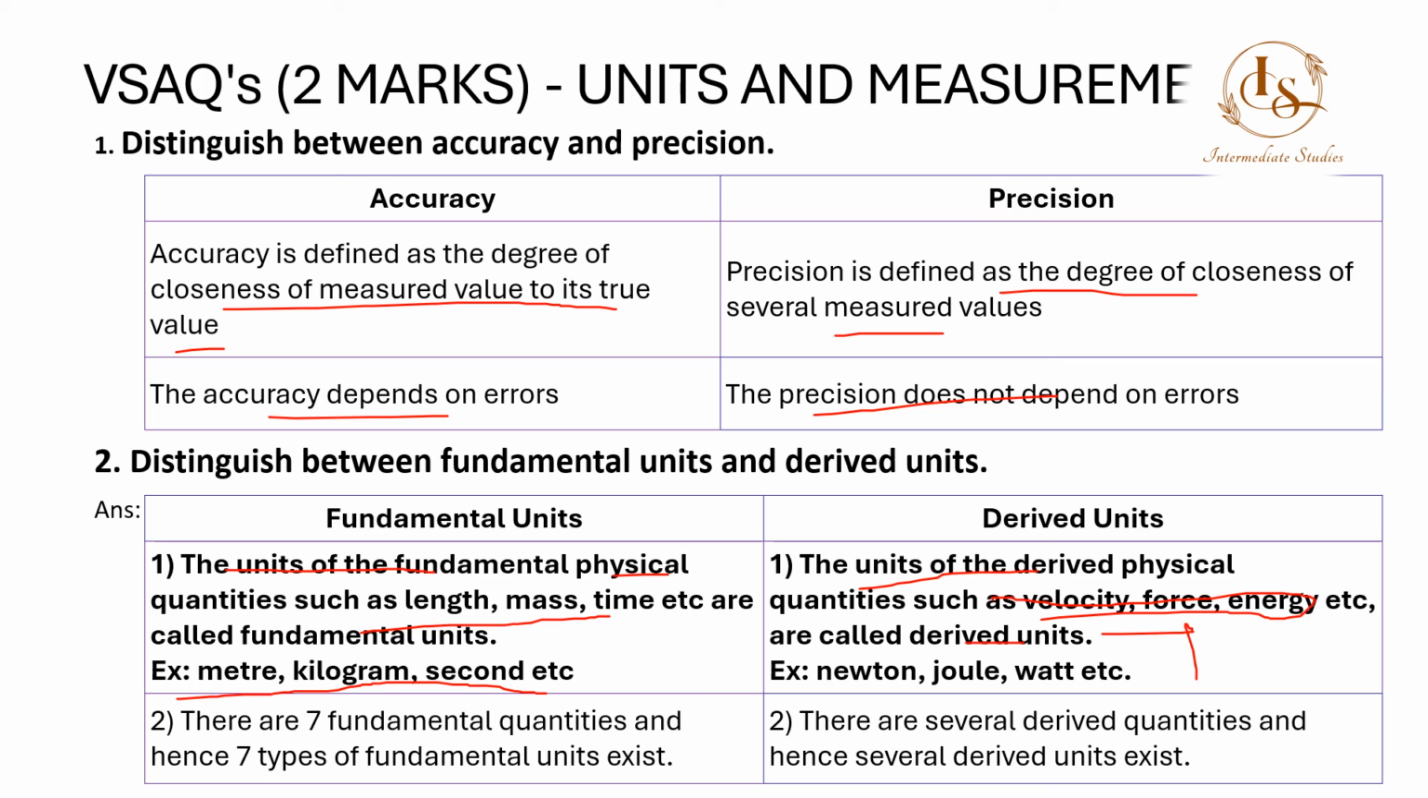And this is one additional point: there are 7 fundamental quantities, and hence 7 types of fundamental units exist. Whereas in derived units you have several derived quantities, so you have several derived units. This is totally optional, no need to write this, just keep in mind the definition and the example.